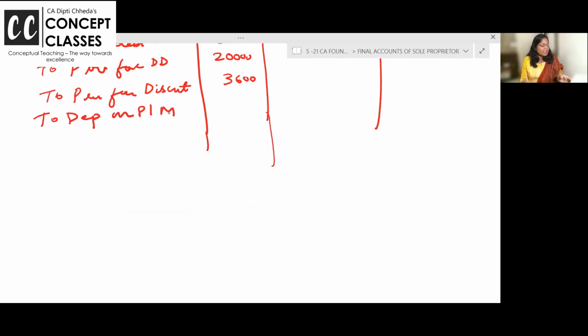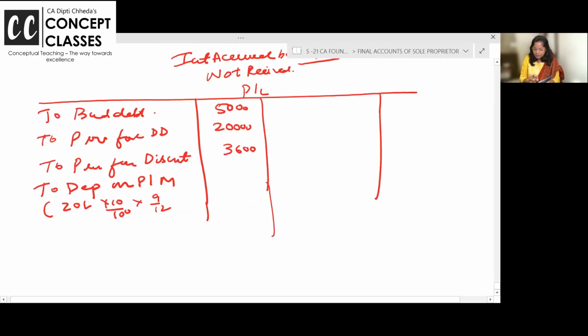Depreciation on plant and machinery. 20 lakhs into 10%. 20 lakhs का 10% और कितना बोलो? How many months? 9/12 करो, कितना आ रहा है? Anyone in the class who is not able to write with me, ask me, message me.